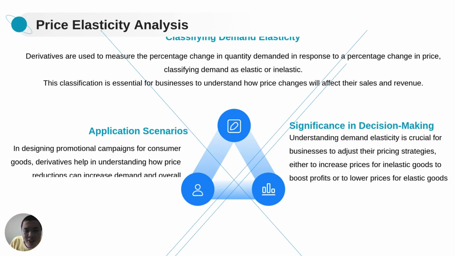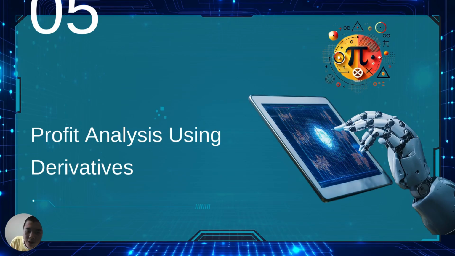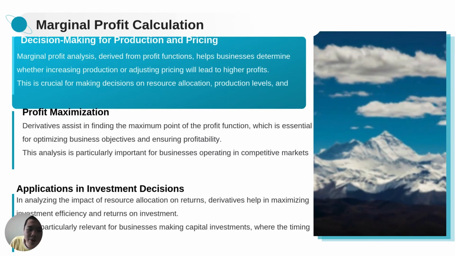You can see here classifying demand elasticity and its significance in decision making, also applications here. Okay, the fifth part, profit analysis using derivatives. It's also marginal profit calculation. So we focus on decision making for production and pricing, profit maximization, and also some applications.